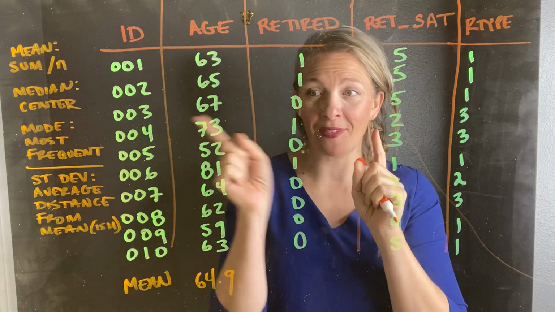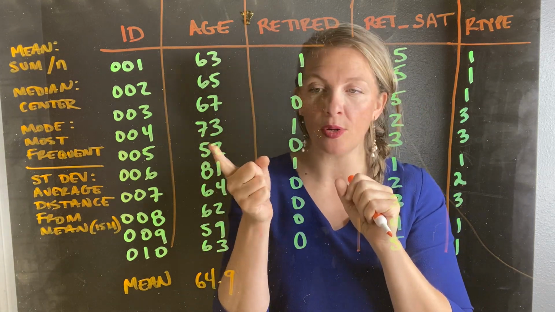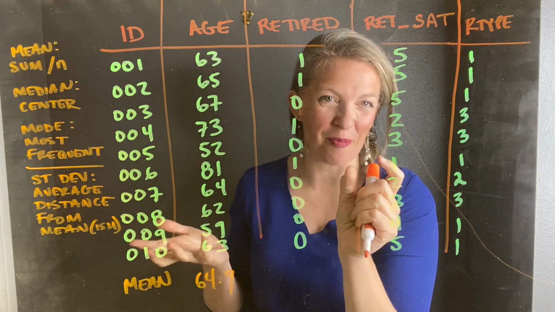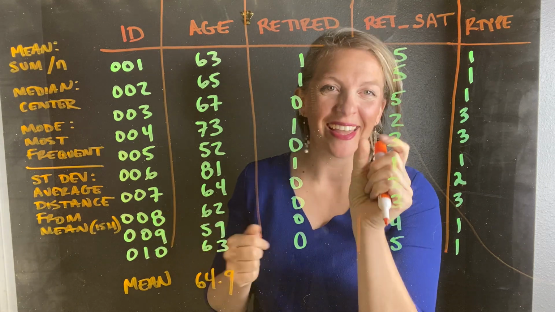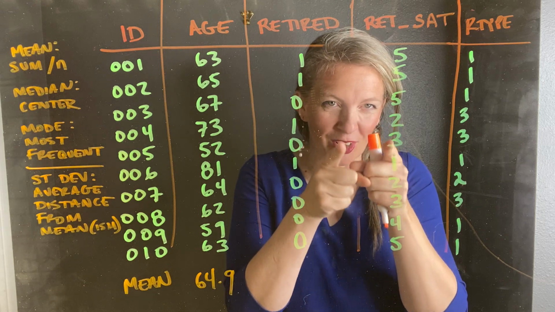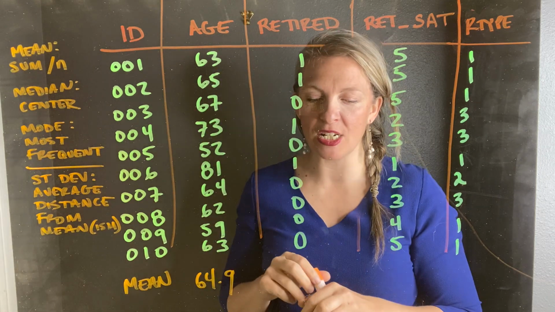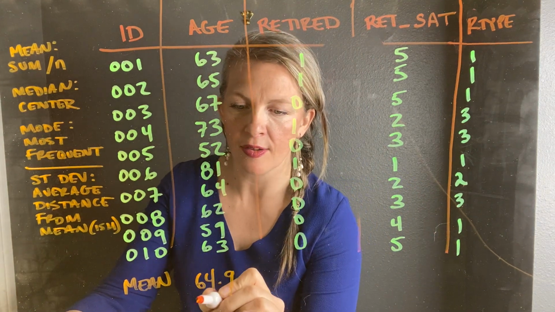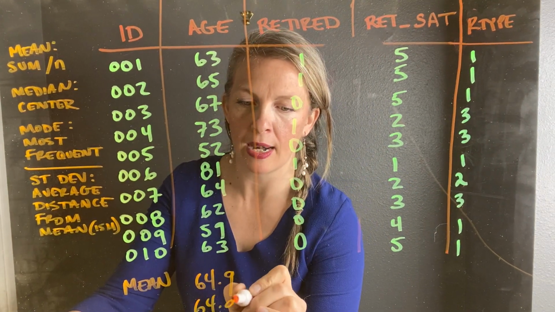By the way, if you have an even number of observations like we do, there isn't a middle number, because you have to have an odd number of observations to have a middle number. In that case, you're going to take the mean of the middle two values, which is what we had to do here. And when you calculate that, you end up with a median of 64.9.